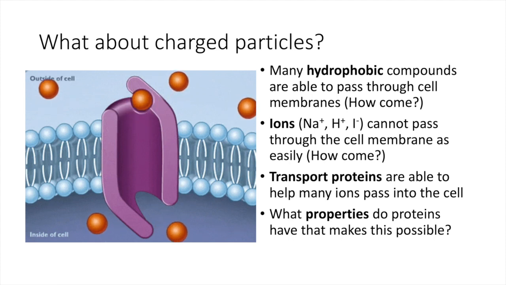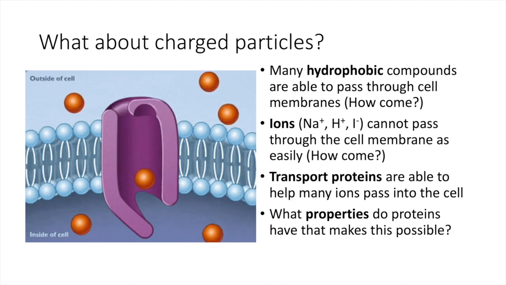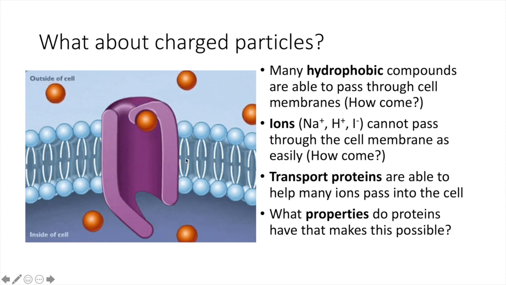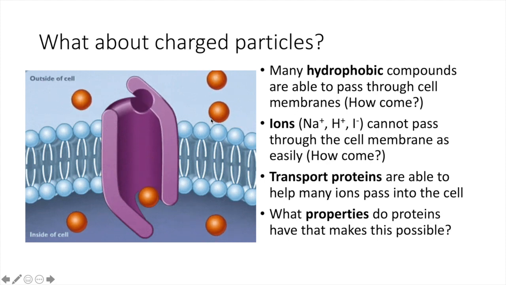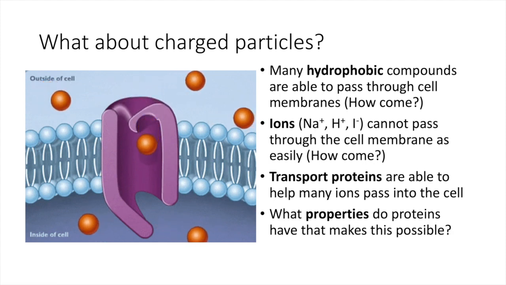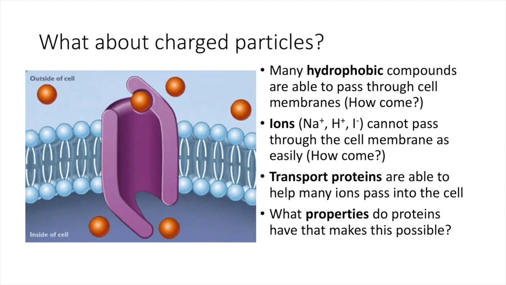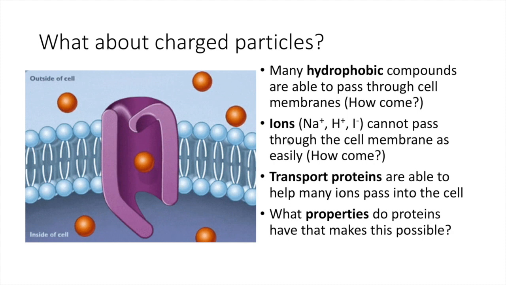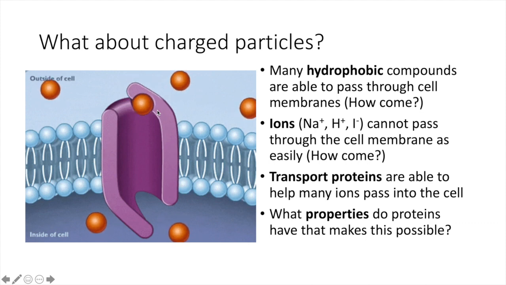We also have compounds or ions that have charges on them. Very hard to get a charged particle through the hydrophobic part of the membrane, although molecules that are hydrophobic, if they're small and they're hydrophobic, they're allowed to pass through the membrane. But a lot of cells are able to bring other items that have charges on them through, such as ions, thanks to things like transport proteins.